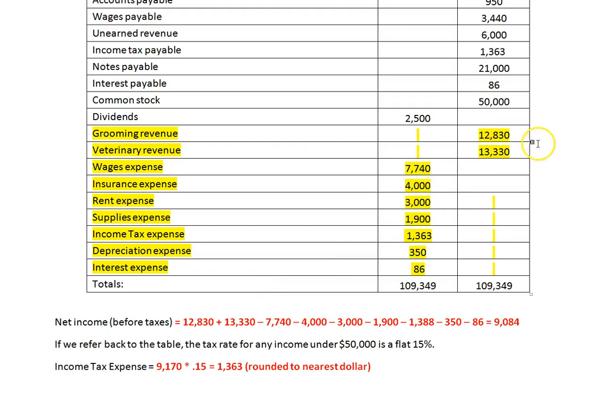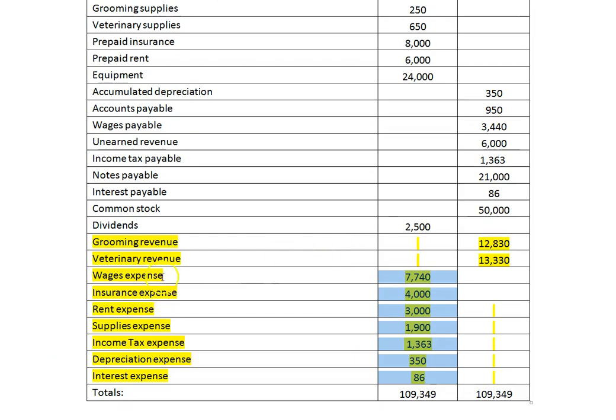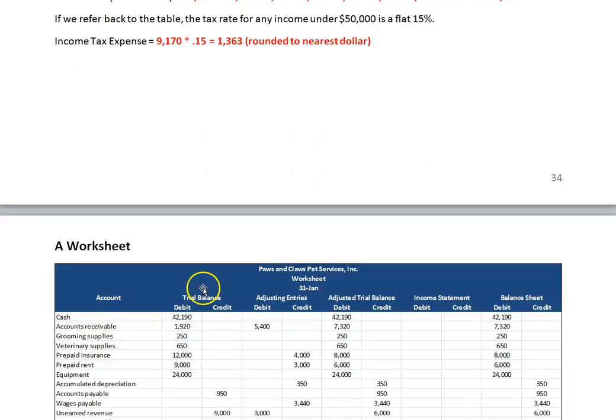It is useful to know how to calculate net income from a trial balance: two revenues minus all the expenses here. Since the revenues and expenses are at the end, it makes it easy to calculate.